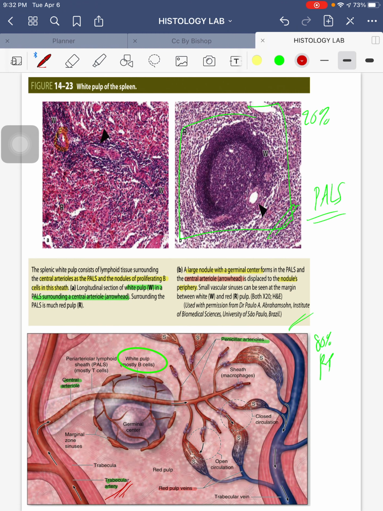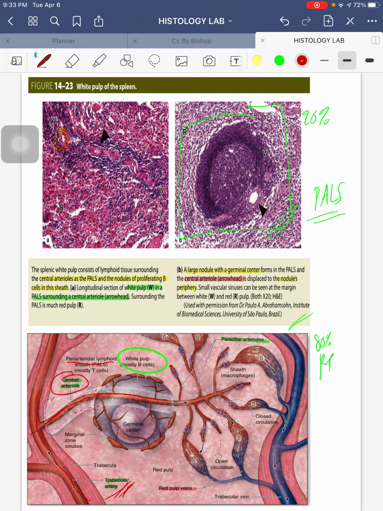The trabecular artery will branch off to a central arteriole in the microcirculation of your spleen. Once it becomes a central arteriole here, central arterioles are usually sheathed. They are sheathed with this periarteriolar lymphoid sheath. Usually there are lymphocytes also within that sheath that sandwiches the central arteriole that passes to your white pulp.